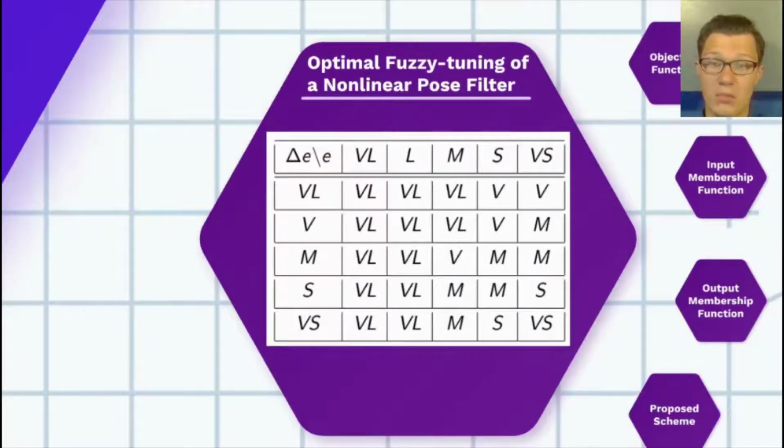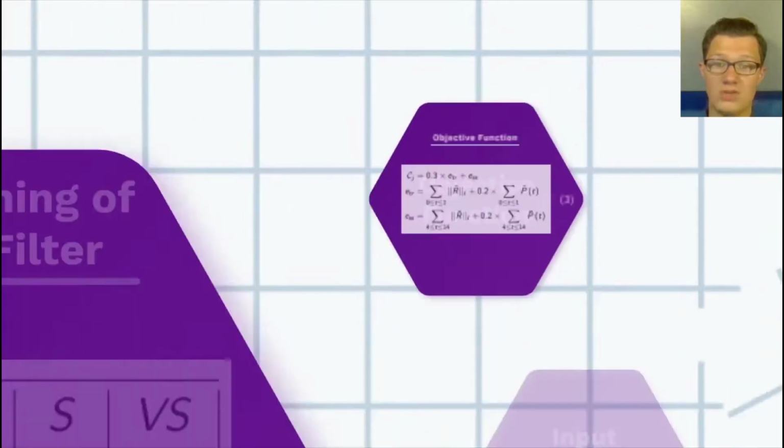We selected the following fuzzy rules according to the value of the error and the rate of change of the error. VL denotes very large, L denotes large, M is medium, S is small, and VS is very small. In order to use the gravitational search algorithm for the fuzzy tuning, we need a cost function.